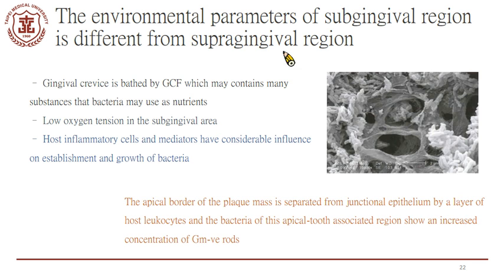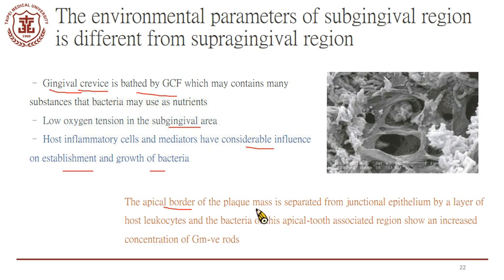So the environmental parameters of the subgingival region are different from the supragingival region. The gingival crevice is bathed with GCF, which may contain many substances that bacteria will use as nutrients. So GCF is just a fluid that comes out of your gingival sulcus between your teeth and your gingiva. Okay, so that will lead to low oxygen tissues in the subgingival area, and host inflammatory cells and mediators have considerable influence on the establishment and growth of bacteria.